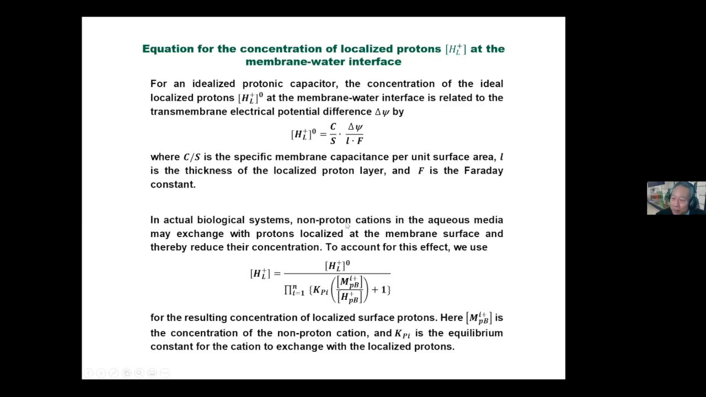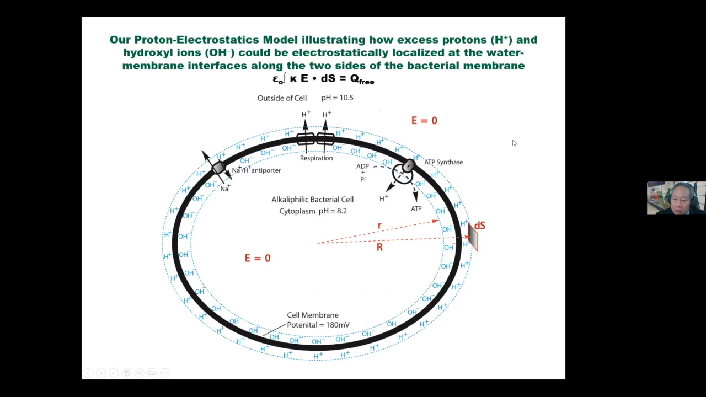We eat a lot of sodium. So in our body we have plenty of salt, sodium chloride, potassium, and many other things. So we further developed a term called the reduction factor to account for that. To make a long story short, to account for that effect, we use the local proton concentration in the presence of non-proton cations. M here means cation, which could be sodium, potassium, magnesium, all those in your body, inside or outside the cell. They can exchange. If you have a large amount of sodium, it can exchange this proton out into the bulk phase. That's really what that term is for.